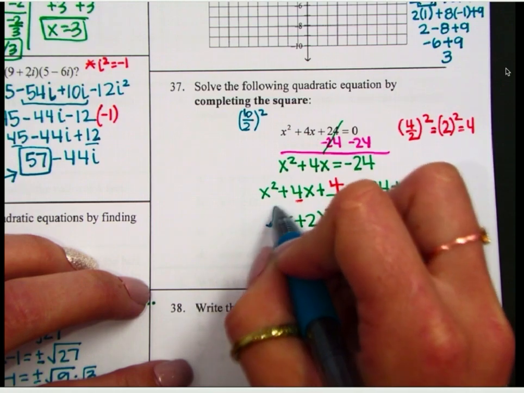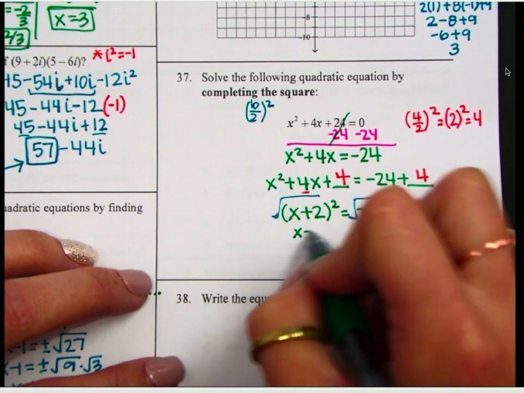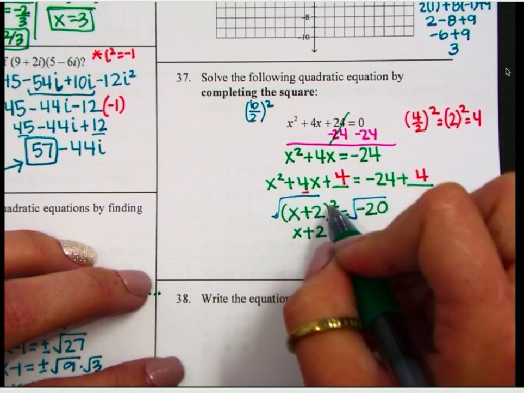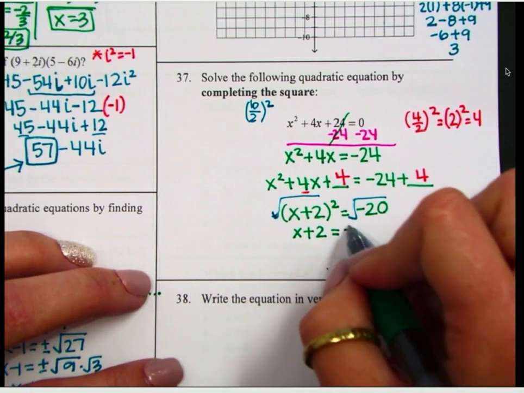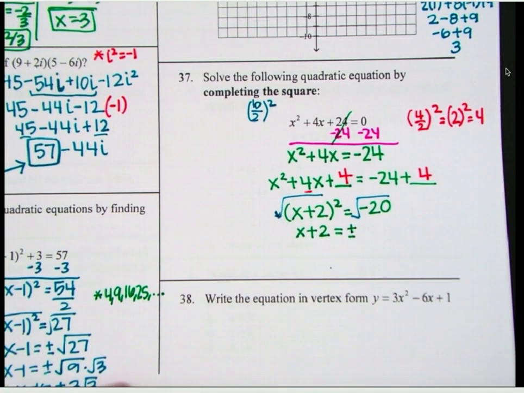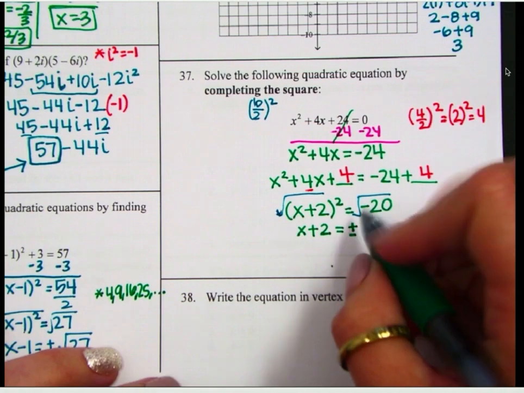So getting rid of parentheses squared, I'm going to do the square root to both sides. That leaves me with x plus 2 because the parentheses squared will cancel out with the square root. And so I'm left with x plus 2 equals plus or minus. It's always plus or minus when you have to do the square root.